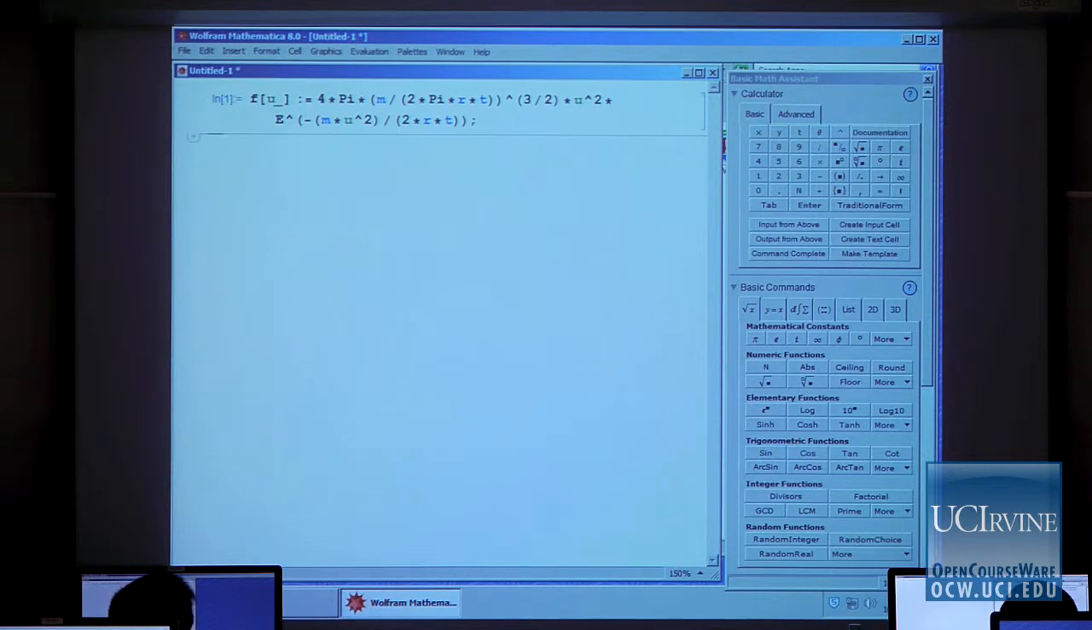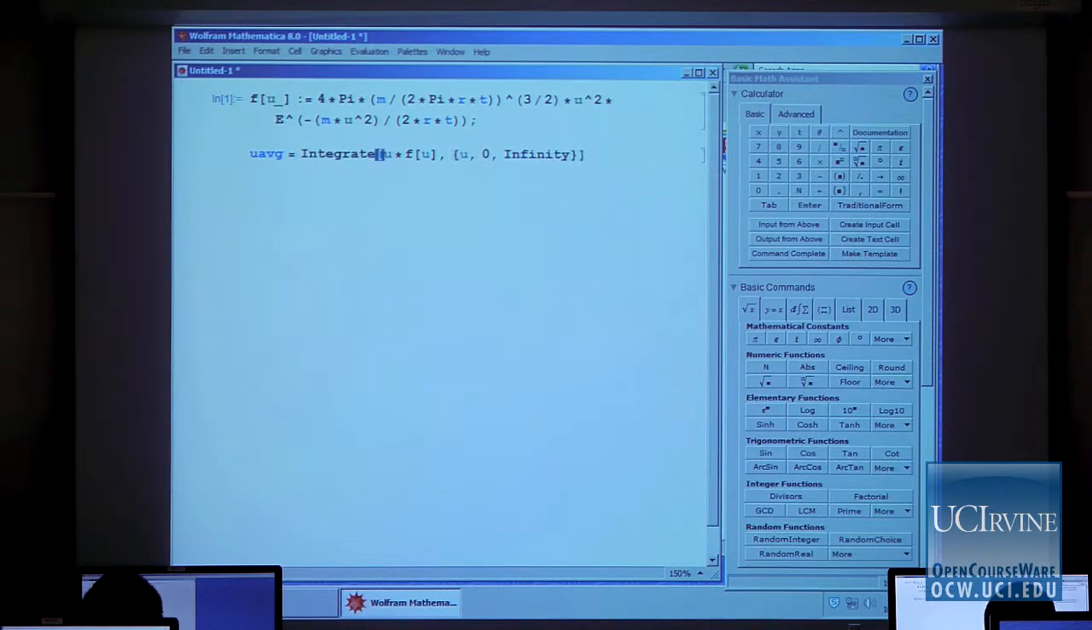And now we'll do the mean speed. Okay. So we could say u average equals. All right, and what we want to do is integrate u times f of u, and we want to integrate from u, it goes from 0 to infinity. All right, so let's let that rip, and we get a nice conditional expression.